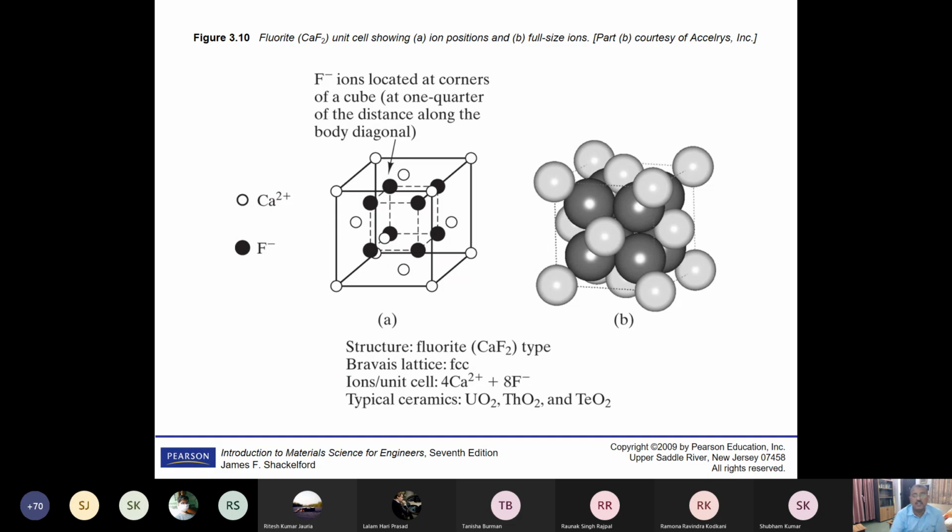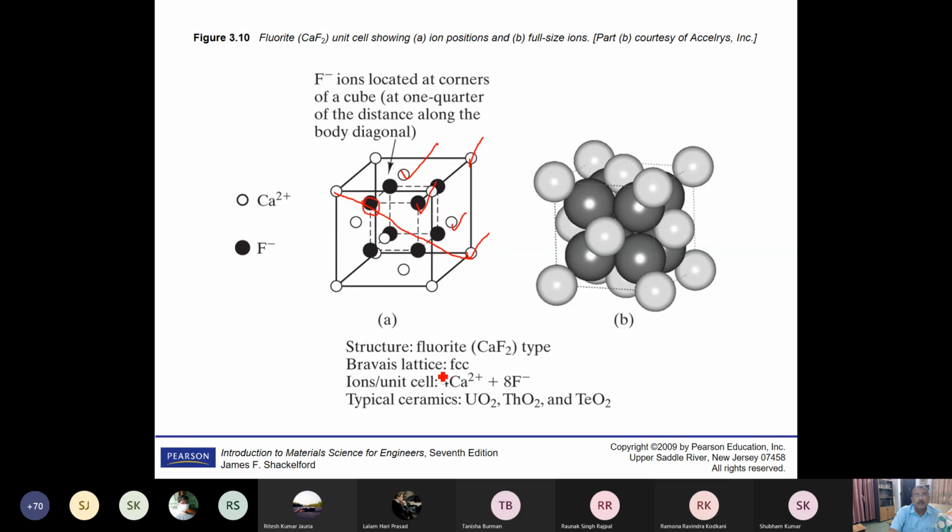Then there is another structure called the calcium fluoride type structure. You see I have a model in front of me. These black ions inside are fluorine ions, and the calcium ions are at the corner as well as at the face center position. And the fluorine ions are inside. Fluorine ions are located along the body diagonal at 1/4 of the distance from the corners of the cube. This is the fluorine ions.